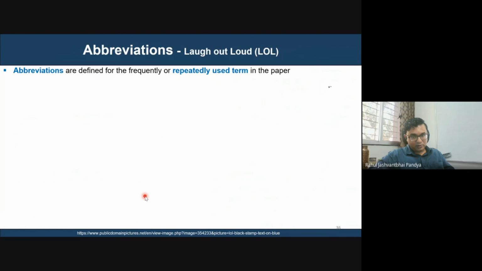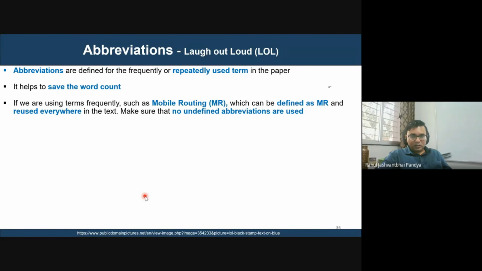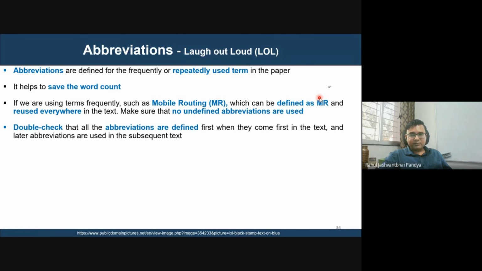Abbreviations are very important. Most of the time, we forget. We use the abbreviated terms and we forget to define them, right? So if we are frequently using any term, we should define it, and we should reuse that defined abbreviated term. That will save us space. Let's say I'm using mobile routing very frequently in a paper. So I have defined it as MR, and I'll reuse MR in the subsequent paper. Now this will save me a lot of space also.